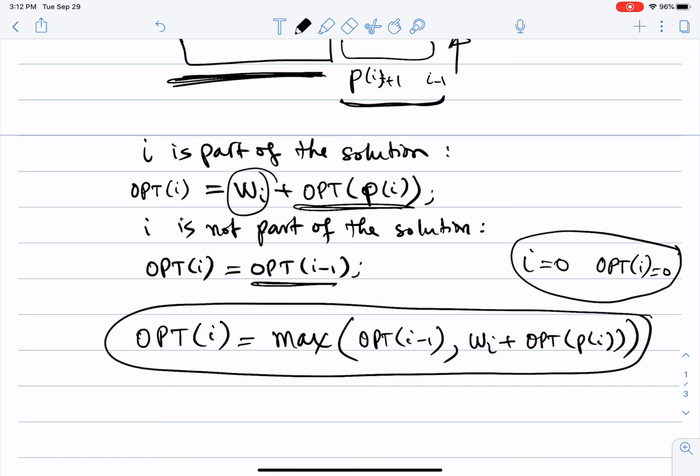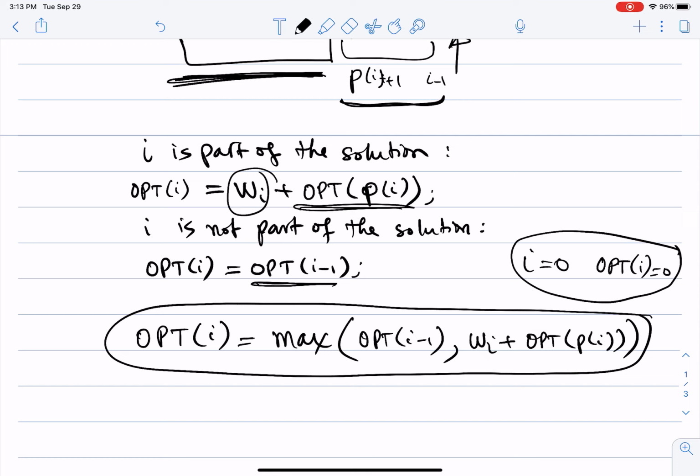And I ask myself, is I part of the solution? I say, okay, it might be or it might not be. If it is, then its weight has to be included, and then let me add it to the weight of the optimal solution involving intervals that are compatible with I, and that will be opt of P of I. If it is not, if we know I is not part of the solution, then opt of I is nothing but opt of I minus 1, and we take the max of these two. Okay? Now, this is done. I mean, this is the solution to the problem.